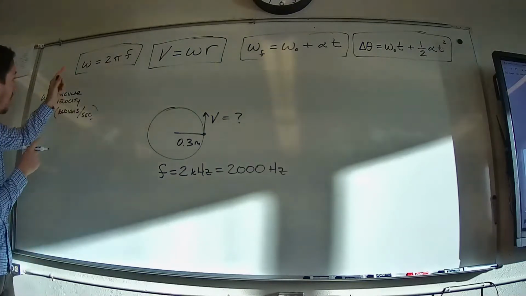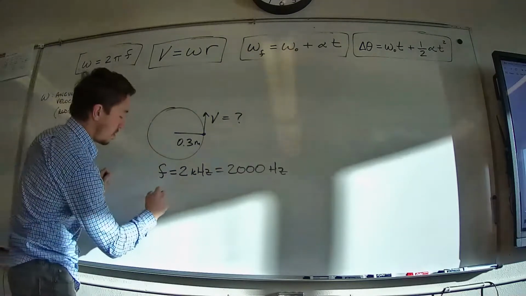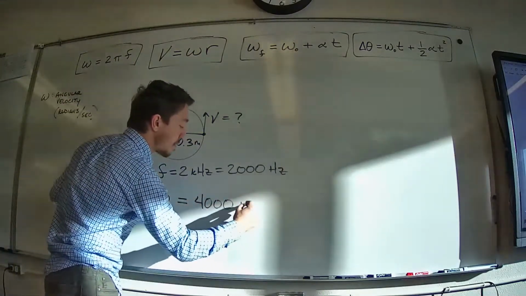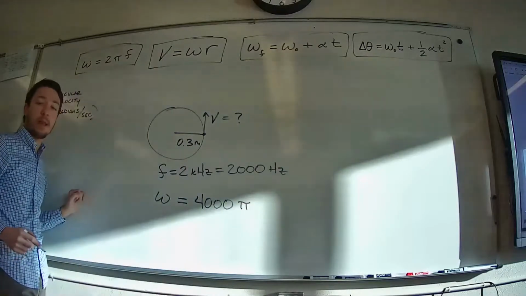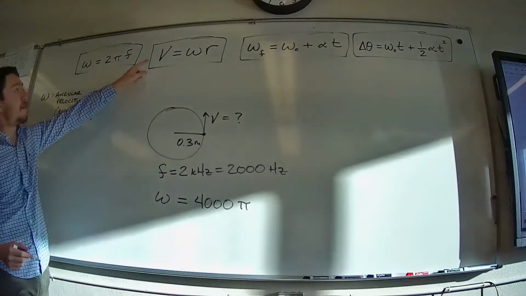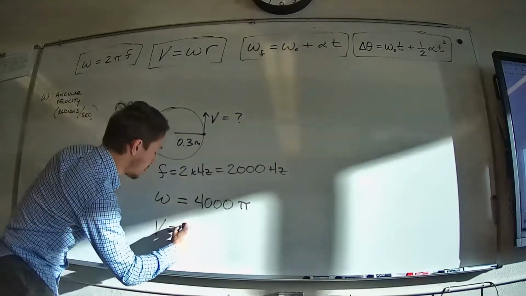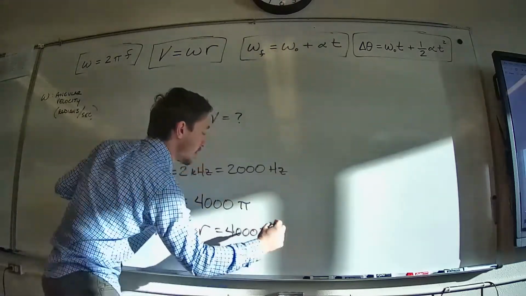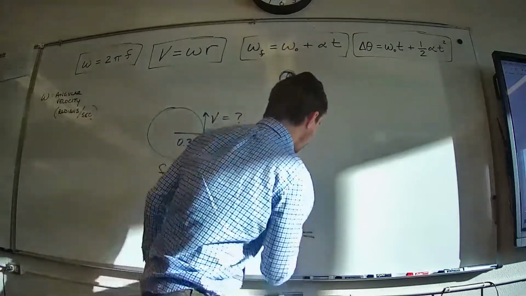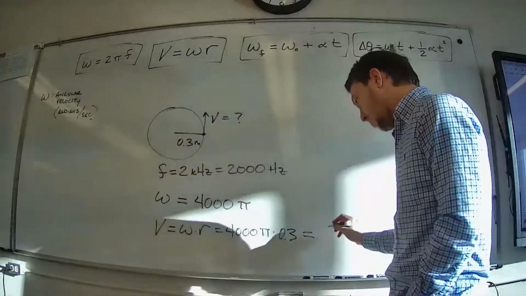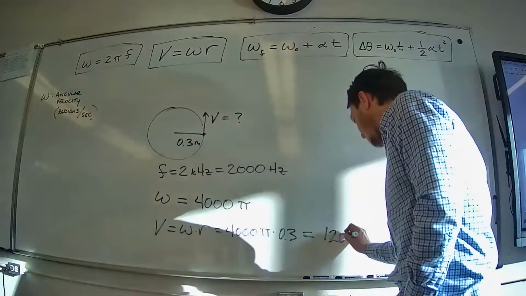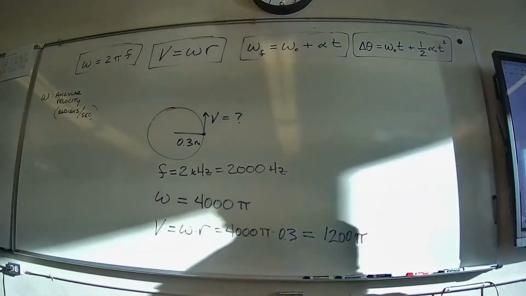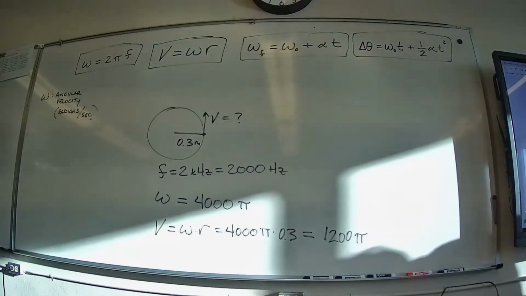Very good. Step 1 is to get this. So omega would be 4,000 pi. Are we cool with that? And then my V is just omega times R, so 4,000 pi multiplied by 0.3, which is 1,200 pi, I think. So 1,200 pi meters per second.